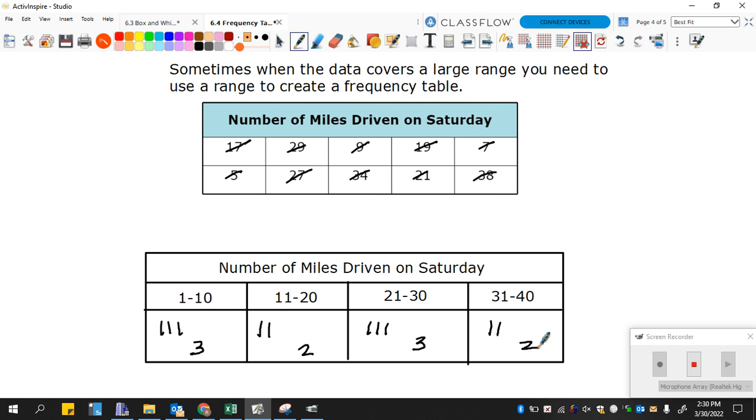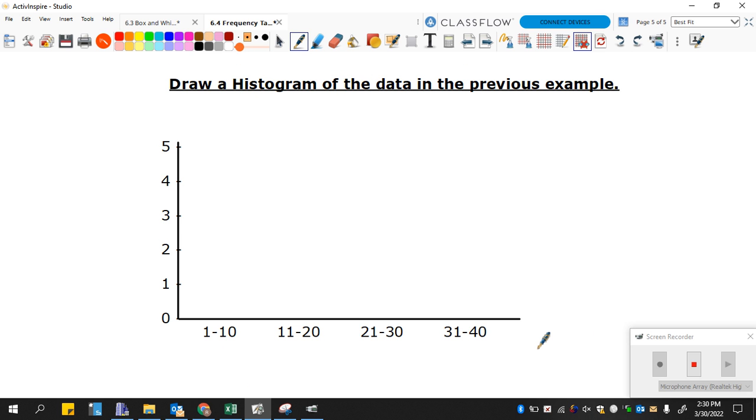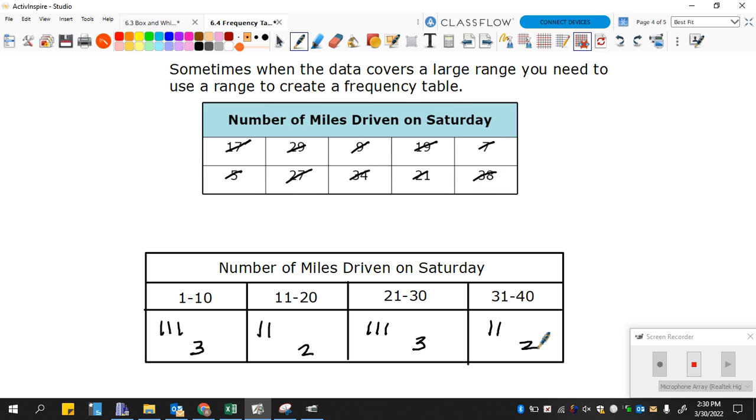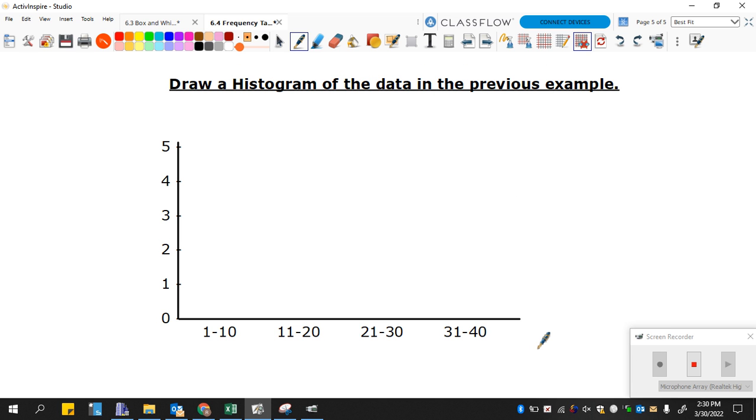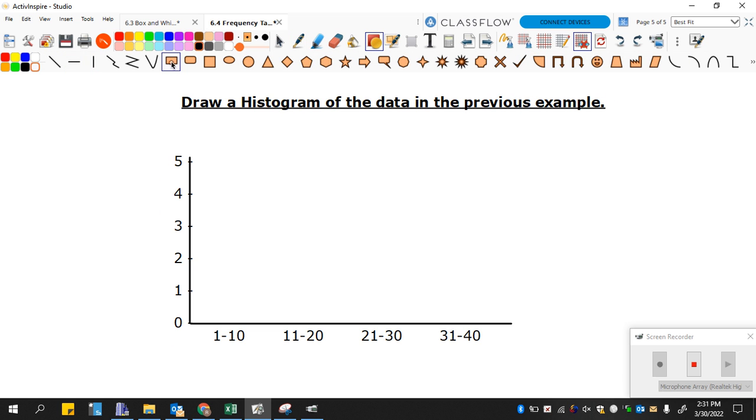Okay, now we're going to take that data and draw a histogram with it. 1 to 10 went 3 miles. So we're going to draw a histogram, which is a bar graph. We're going to make this one blue. And 1 to 10, there were 3 people. So I'm going to draw a bar graph up to 3. Okay, the 11 to 20 was 2.